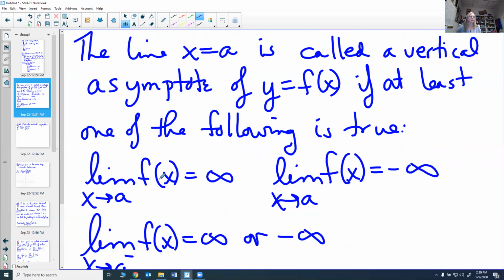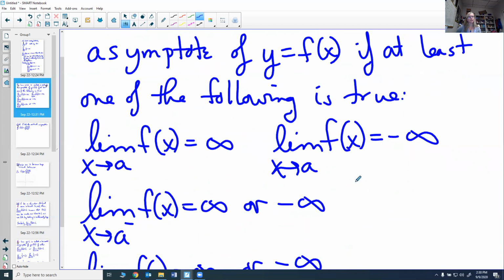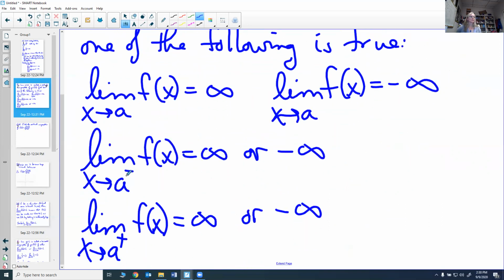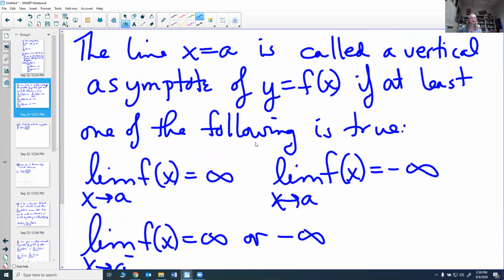If the limit as x goes to a of f of x is infinity, if the limit as x goes to a of f of x is negative infinity, if the limit as x goes to a from the left is infinity or negative infinity, and from the right is infinity or negative infinity. So when you defined vertical asymptotes in the past, we weren't this exact with the definition, but the definition really is about the fact that the limits have to go to infinity or negative infinity.